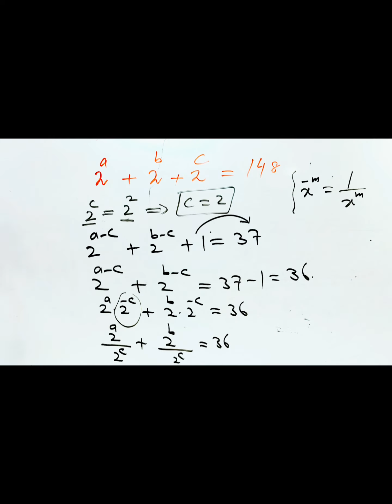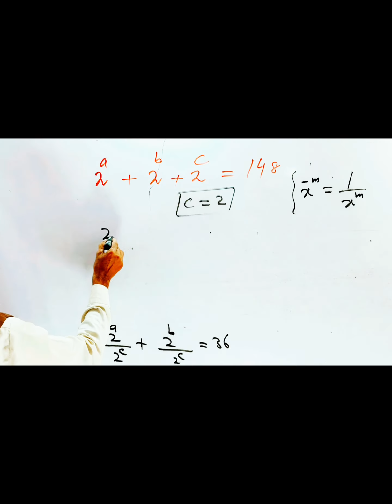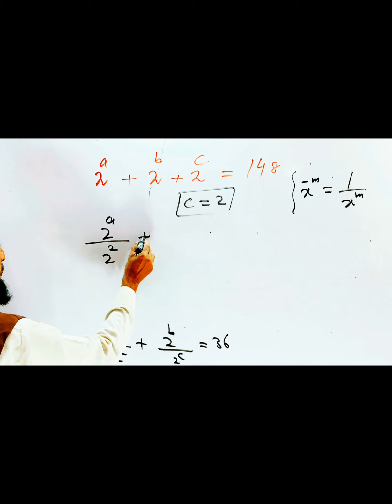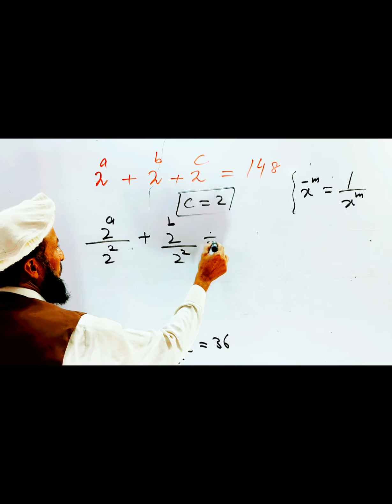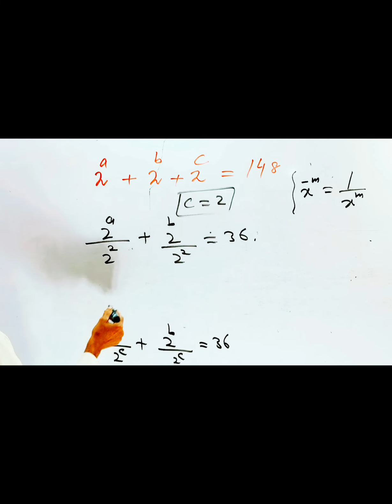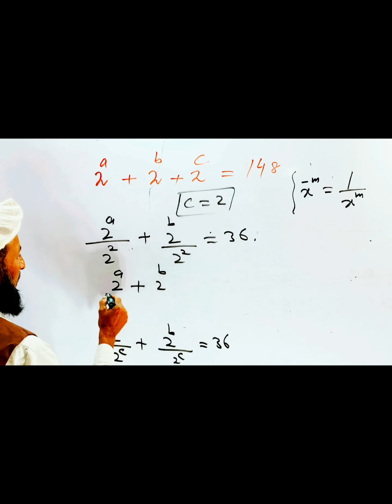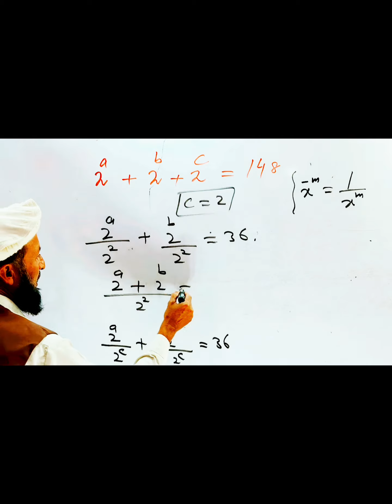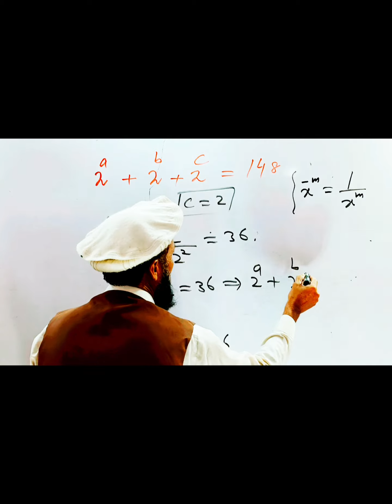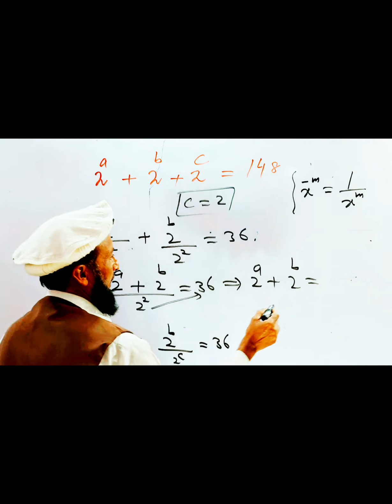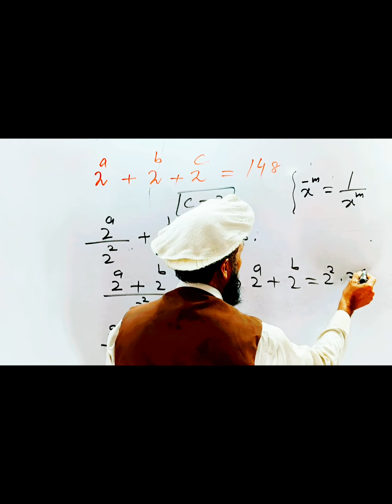Now we have already found the value of c. If we substitute the value of c, put c = 2, this gives 2 exponent of a divided by 2 exponent of 2 plus 2 exponent of b divided by 2 exponent of 2 is equal to 36. Now we take the LCM, and here we get 2 exponent of a plus 2 exponent of b divided by 2 exponent of 2 is equal to 36. Now 2 exponent of a plus 2 exponent of b is equal to, we multiply this term, and here we get 2 square multiplied by 36.